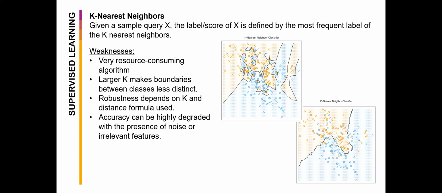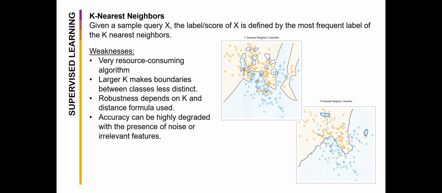But if we look at k equals 15, yes, we can clearly see the difference between the orange and the blue clusters, but we can see that there are some points on the orange side and the blue side which are mislabeled. We have these orange points on the blue clusters, we have these blue points on the orange clusters. So you still need to strike a balance in the level of your K.